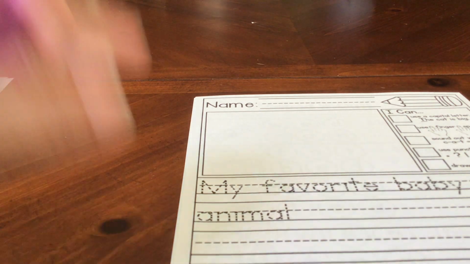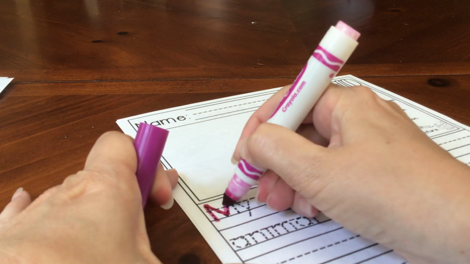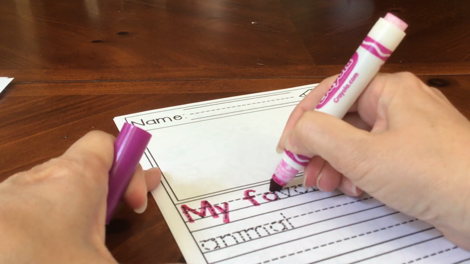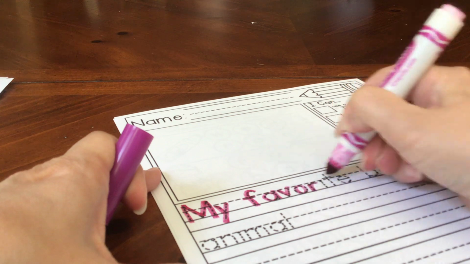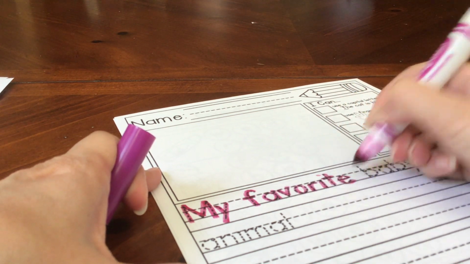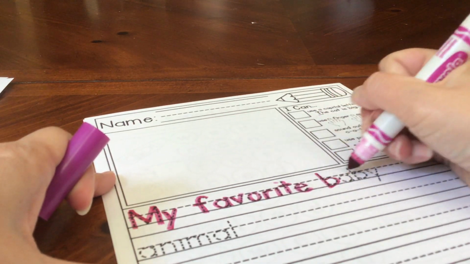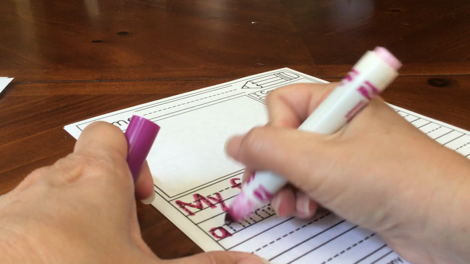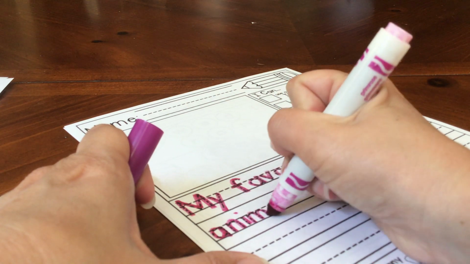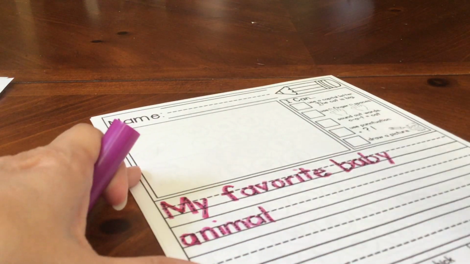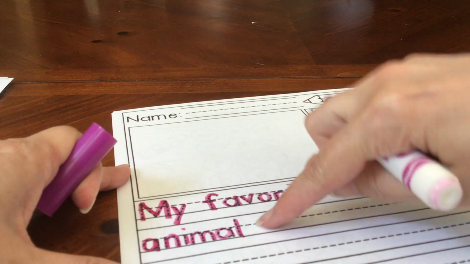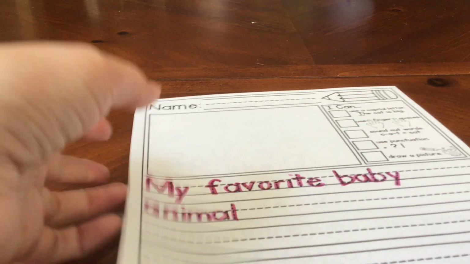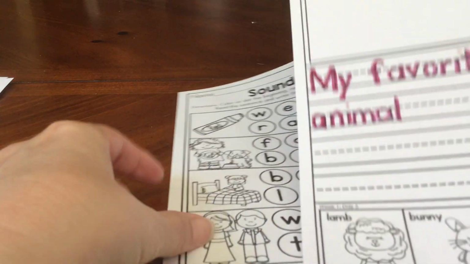Let's read what it says today. My favorite baby animal, and then it's blank. My favorite baby animal. So you've got to tell us about your favorite baby animal. They gave you some ideas at the bottom. You can use these, or you can think of something else.